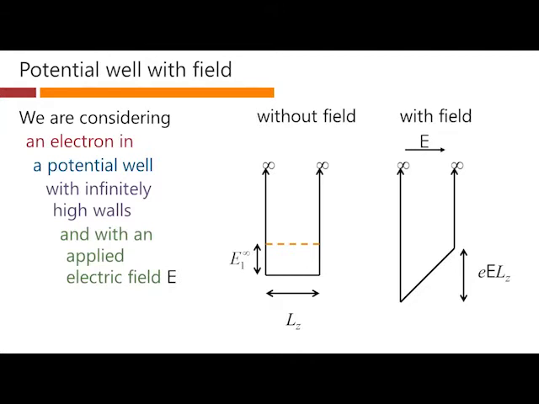And then we're going to apply an electric field to it. We're going to put a field on that is pointing in this direction with a magnitude capital E. And that will give a change in potential energy from one side to the other of the well of little e, the electronic charge, the magnitude of it, times the value of the field, times the thickness, Lz. So as we go from one side of this well to another, an electron would have an energy that increased by this amount.